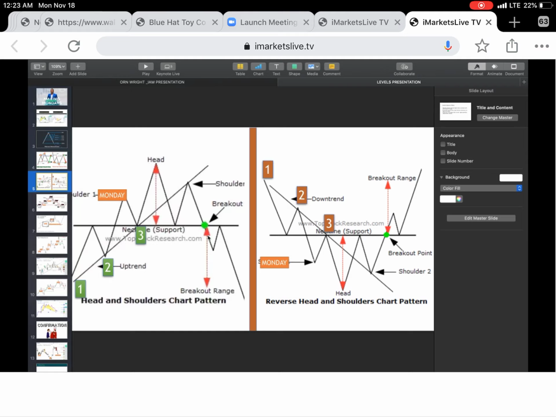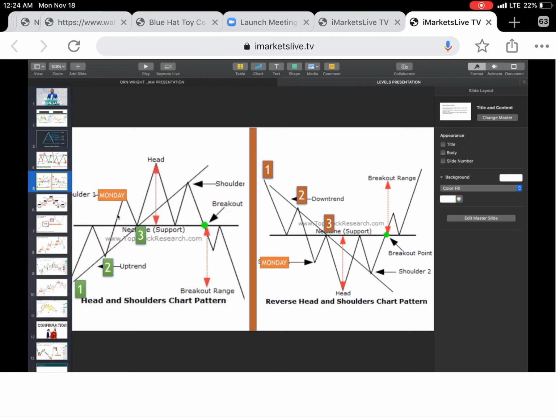You guys are going to learn Fibonacci. You're going to learn head and shoulders. You're going to learn Mondays. You're going to learn harmonics all in one session because it's all going to tie itself together. Okay? Perfect. If I'm going too fast, let me know. I'll slow it down. If I'm moving too fast, let me know.